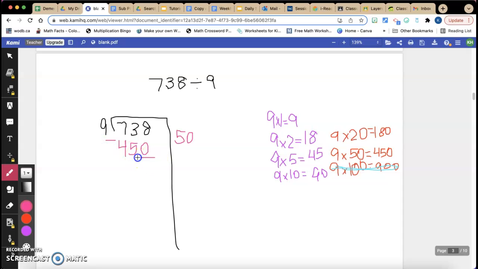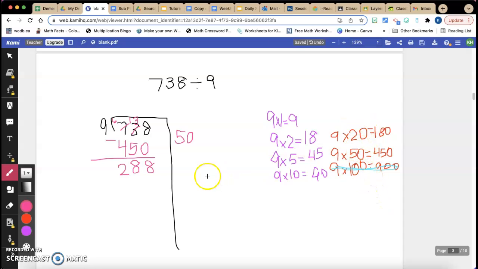In the house, subtract. 8 minus 0 is 8. 3 minus 5, not possible. Impossible. So I need to borrow 10. 10, and I already had 3, so that is 13. 13 minus 5. You said 8. You are great. 6 minus 4 is 2.